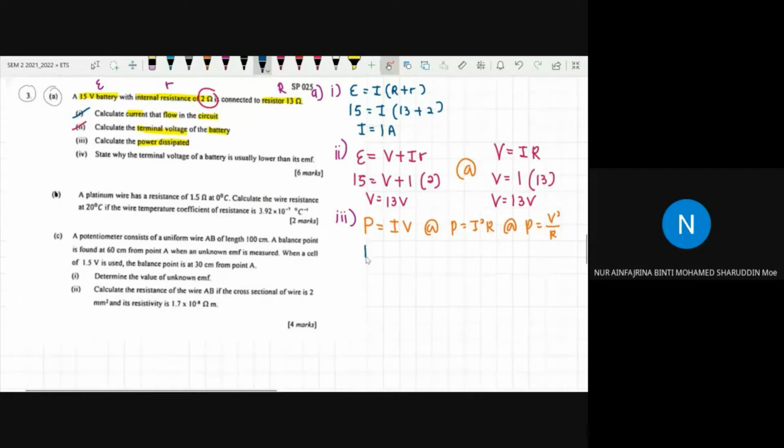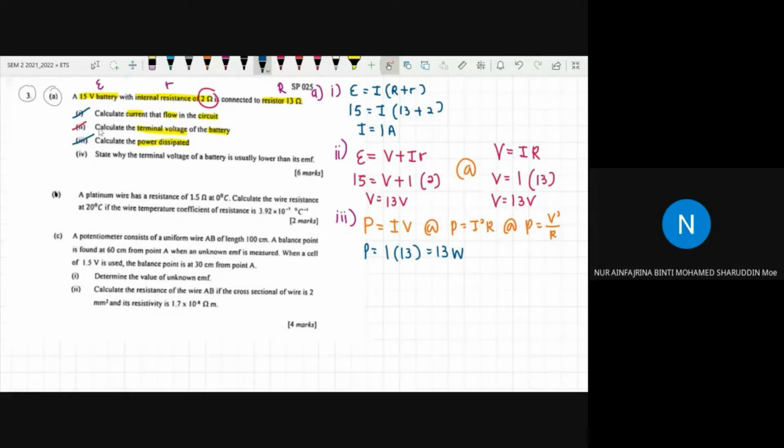So okay, Miss pakai yang ni. P equals to IV. Current kita dah tahu satu. And then kita punya voltage adalah 13. So kita akan dapat 13 watt. Remember, unit untuk power adalah watt. Okay, very good. So we are done with question 3A3.